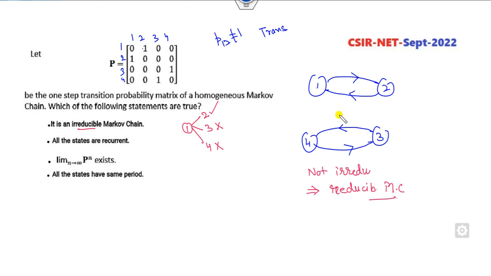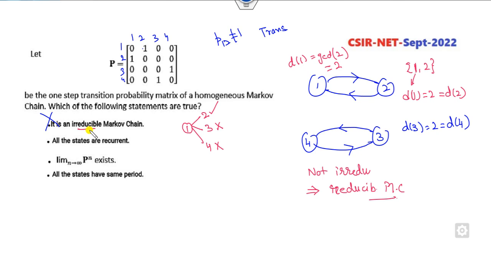Fine. Now what is the period of this? Because now you can see they are in the same communicating class. Whatever the period of 1, it is the same period as 2. So GCD, there is only 1 path. So the period of 1 is 2, which is the same as that of 2. Similarly, you can see these are the same communicating class. So the period of 3 is 2, which is the same as that of 4. So the first option is cancelled out.